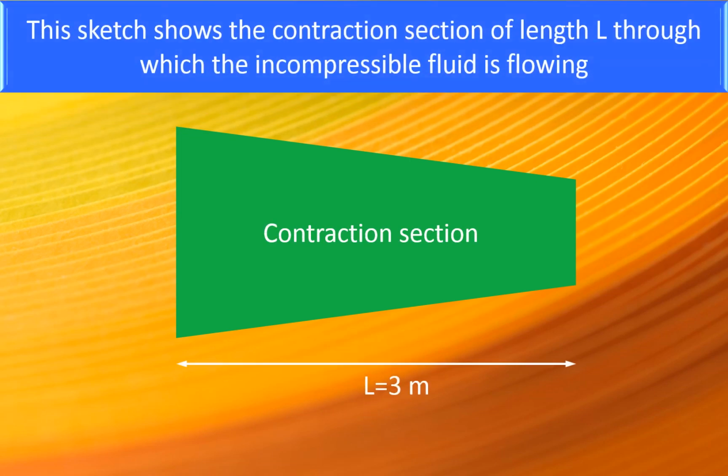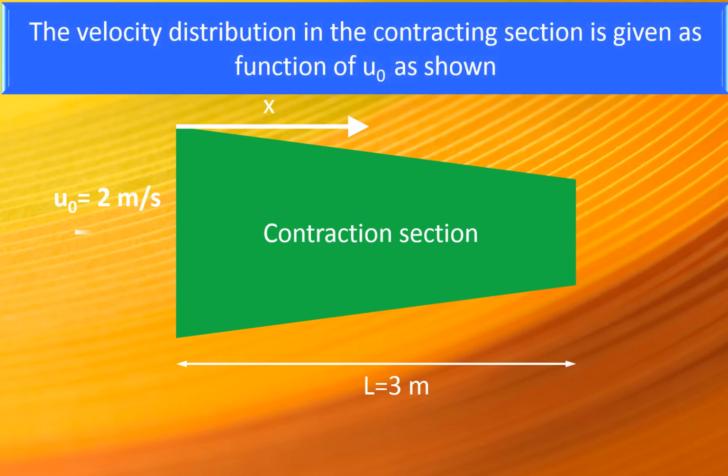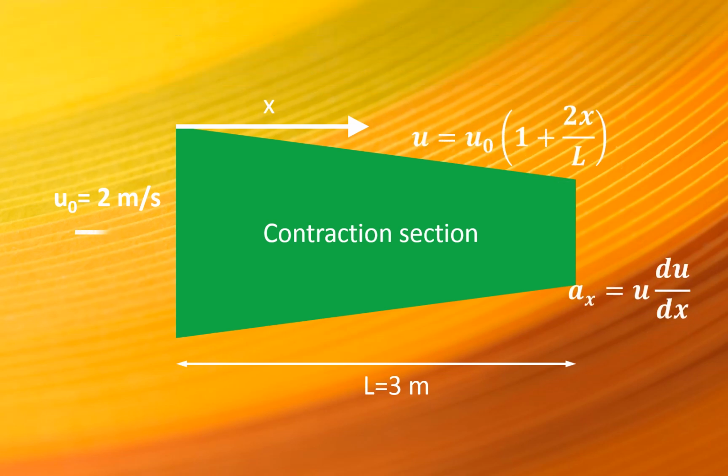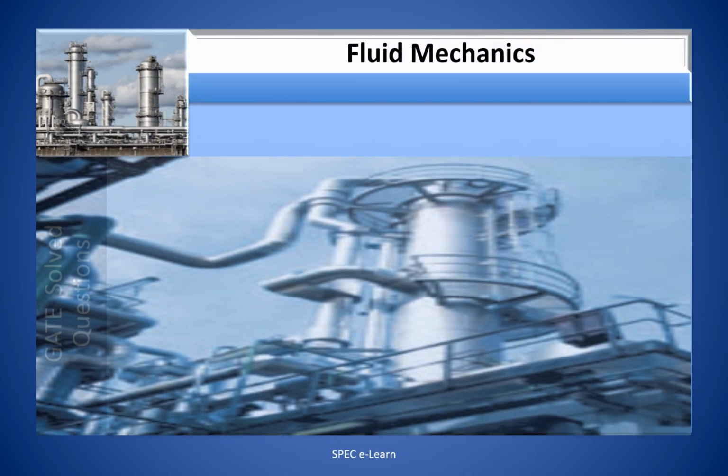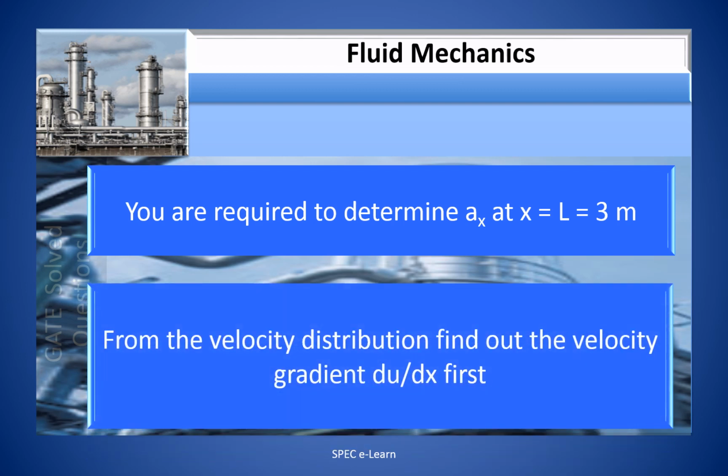This sketch shows the contraction section of length L through which the incompressible fluid is flowing. The fluid enters the section at a velocity u0 equal to 2 meter per second. The velocity distribution u in the contracting section is given as a function of u0 as shown. You are required to determine Ax at x is equal to L equal to 3 meters. From the velocity distribution, find out the velocity gradient du by dx first.